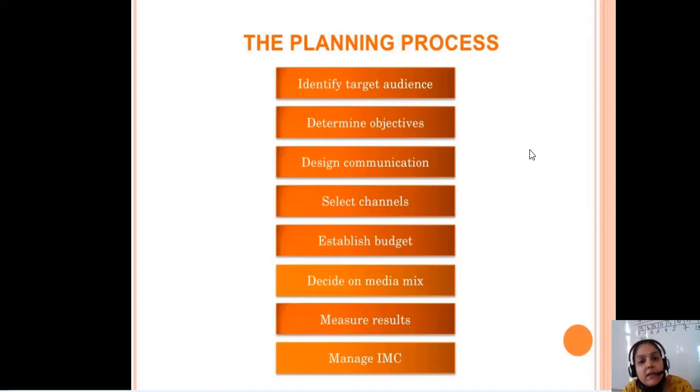Okay. Then you do the management of IMC, that is integrated marketing communication. You manage that integrated marketing communication. Whatever you have got, you have to manage it properly. So these are the various steps that you have to accommodate and use so that you implement it properly. Okay. Let me just move ahead.